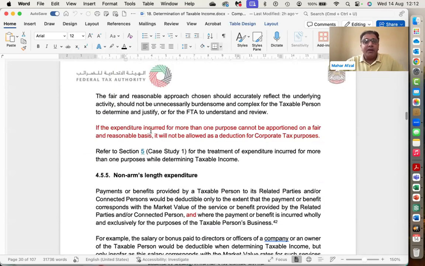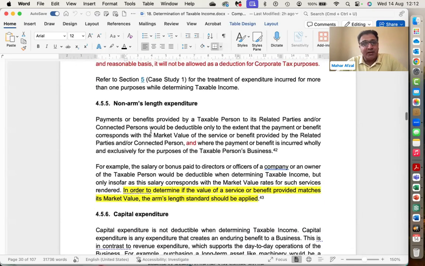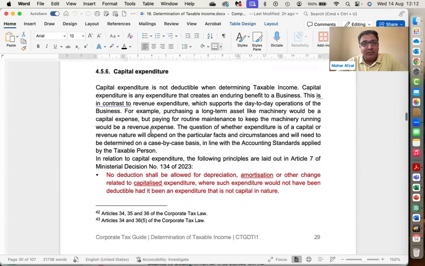This is an important line. If the expenditure is a common expense you are incurring for business as well as for personal use, and you cannot differentiate between the business and personal use, then it will not be allowed for deduction purposes in the corporate tax. Arm's length adjustment will be there.